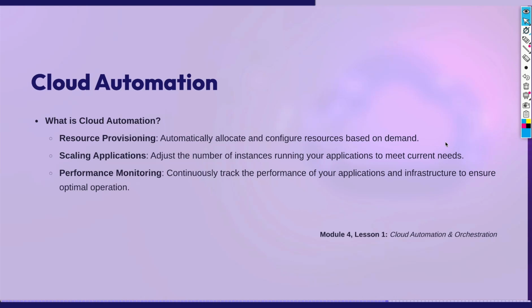Cloud automation involves using software tools to handle various tasks involved in managing your cloud infrastructure. Think of it as setting up self-driving cars for your cloud systems. Once configured, the automations handle tasks like provisioning resources, scaling applications, and monitoring performance without any manual intervention. So we have resource provisioning, which automatically allocates and configures resources based on the demand. So if there's high usage, it may create another instance to account for that, right? So that your users can have a smooth, seamless experience.